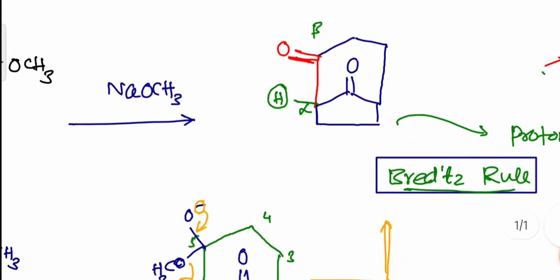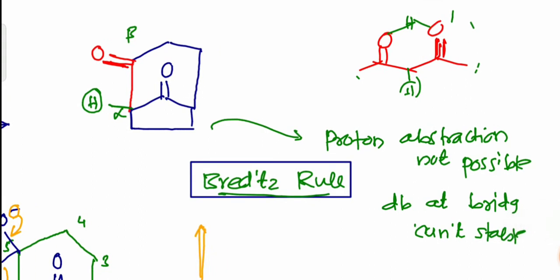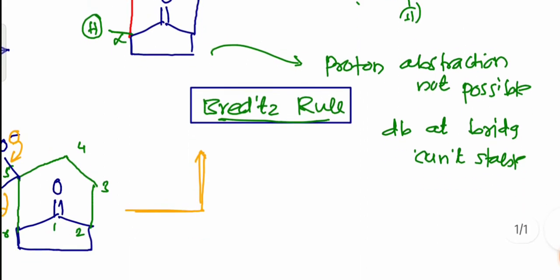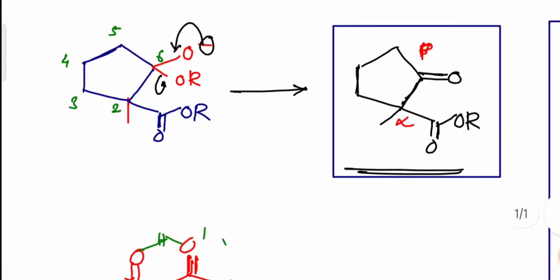And now this molecule can't undergo enolization, because you know that for enolization there should be stability of the double bond. In this case, according to Bredt's rule, the double bond cannot exist at the bridgehead position. So in this cyclic molecule, enolization is not possible. So this is the second reaction. That reaction is called the Dieckmann condensation.